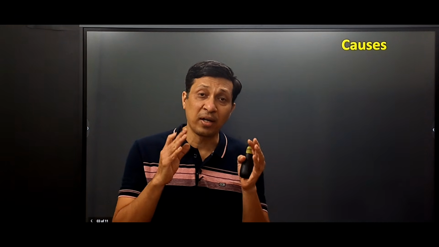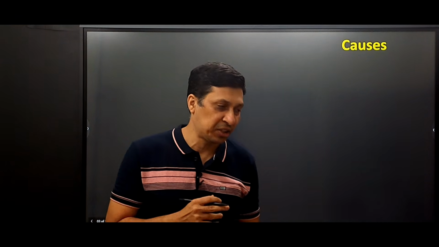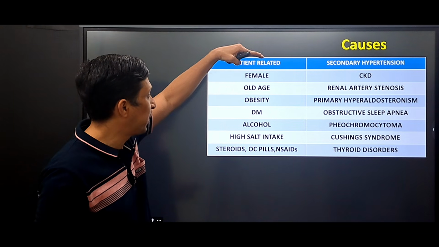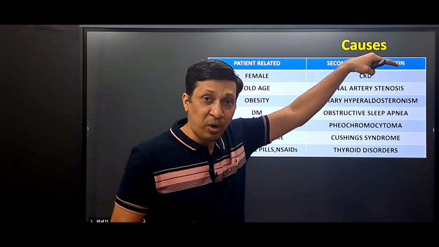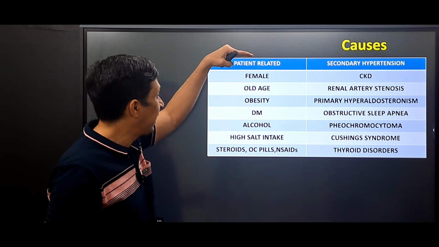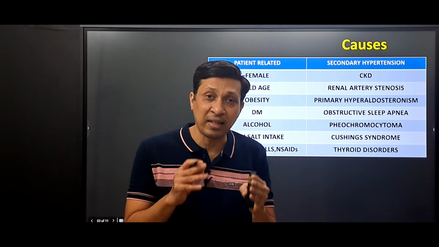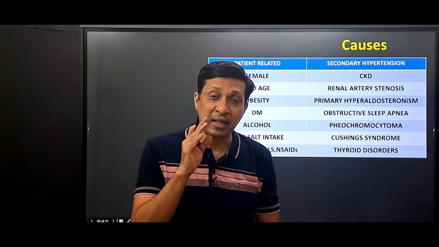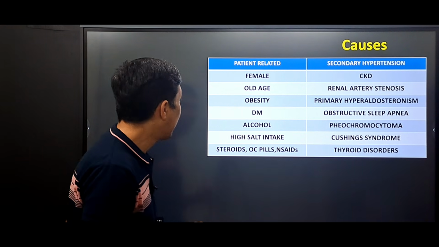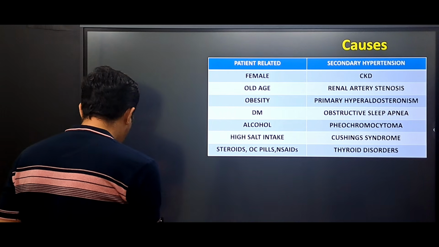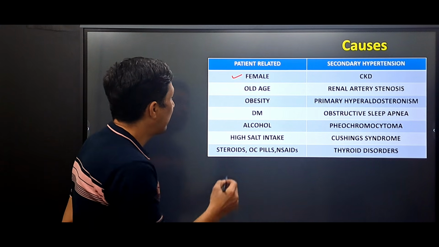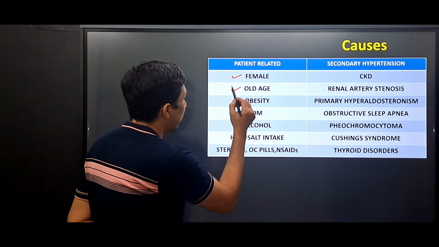Now we will see what are the causes of resistant hypertension. The causes are divided into two categories. First is patient related, and second important cause is secondary hypertension. Now the patient related causes are, rather than causes, the conditions with which the resistant hypertension is associated. So it is more common in female patients. Also, it is more seen in old age patients.